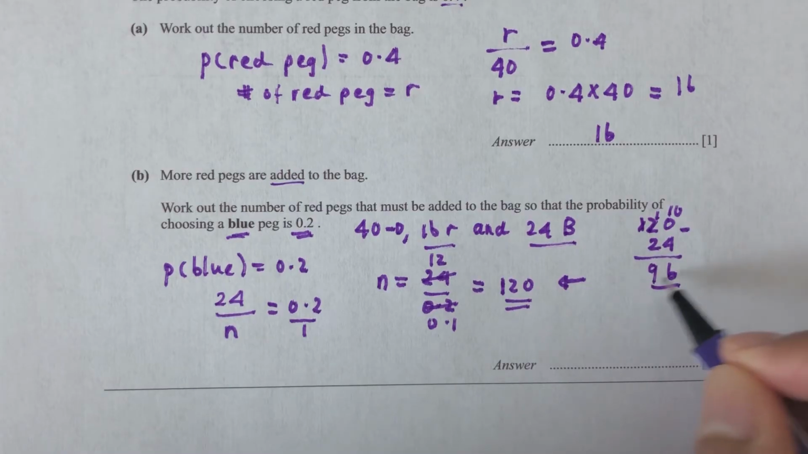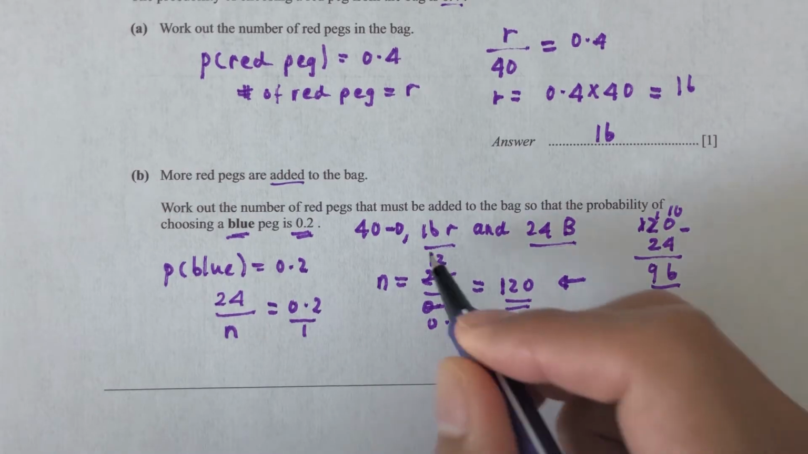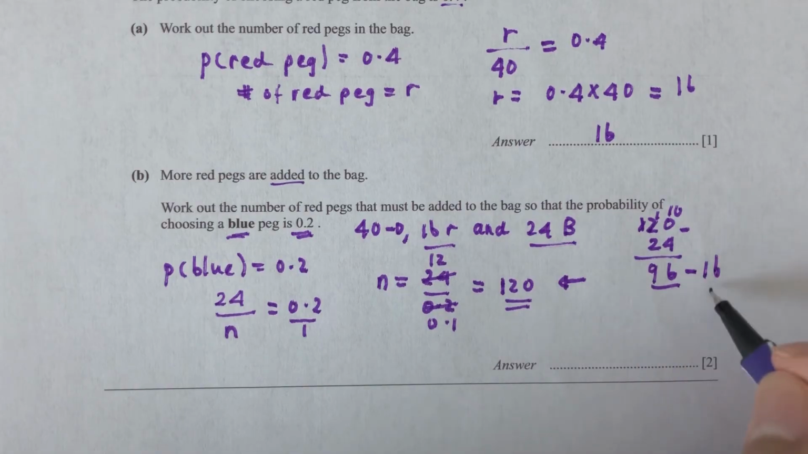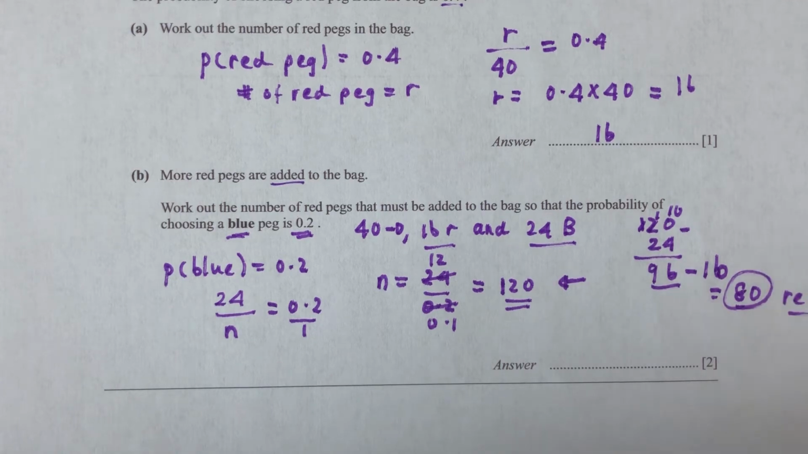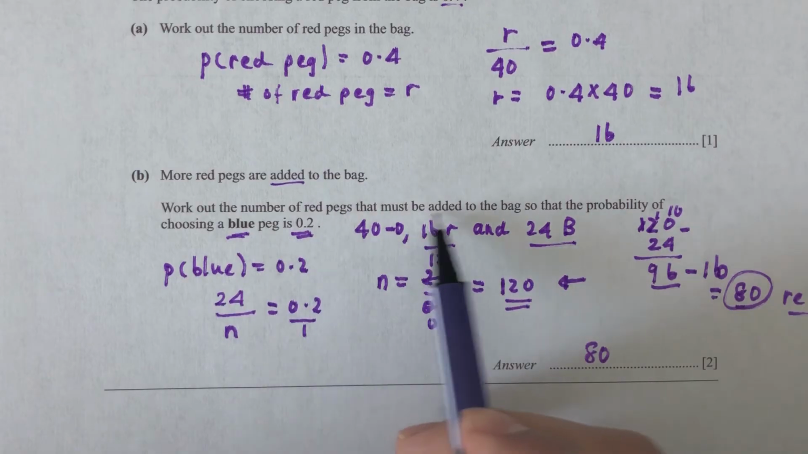This is the number of red pegs. So initially we had 16 pegs, so minus 16, we will have 80 red pegs that was added. So your answer will be 80. For the number of red pegs that must be added will be 80.